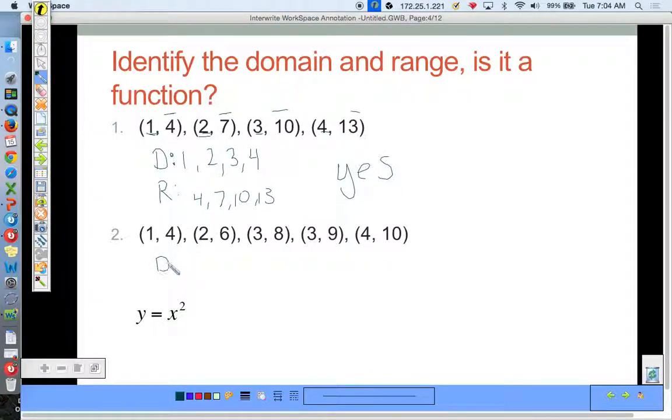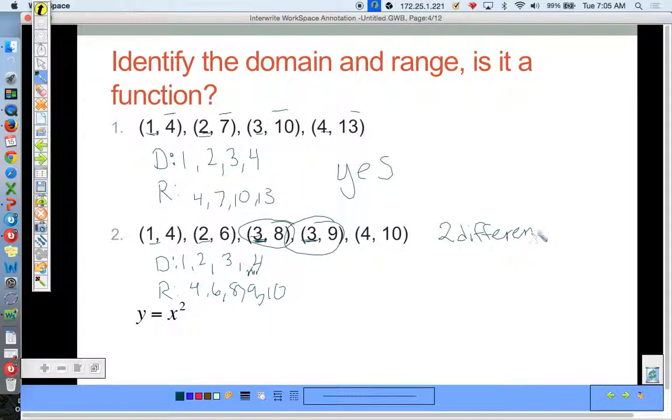Now this next one here, our domain, our x values: 1, 2, 3, 3 again, 4. And our range, those y values: 4, 6, 8, 9, and 10. Well, right away when looking through here, this 3 repeated, but it has two different outputs, so it is not a function.